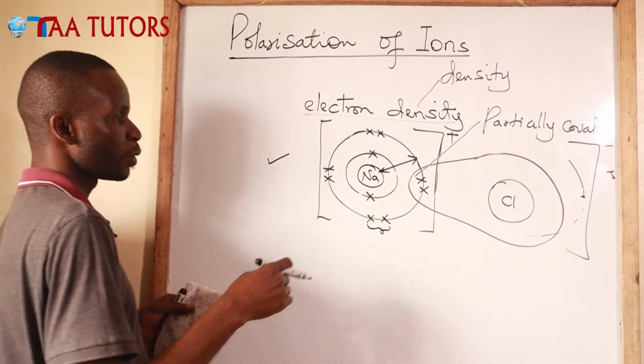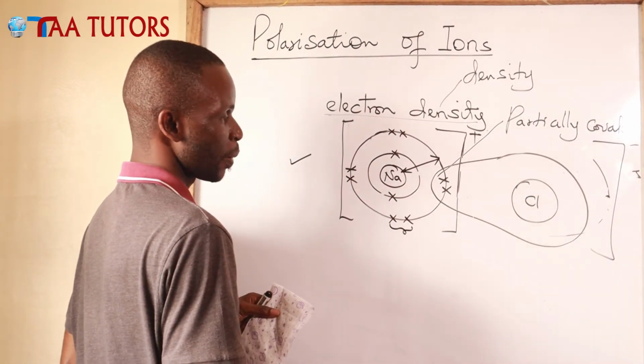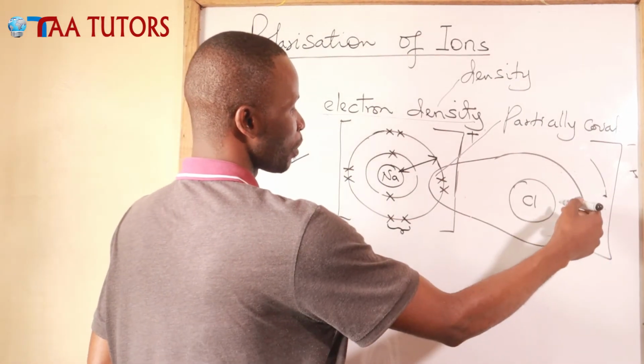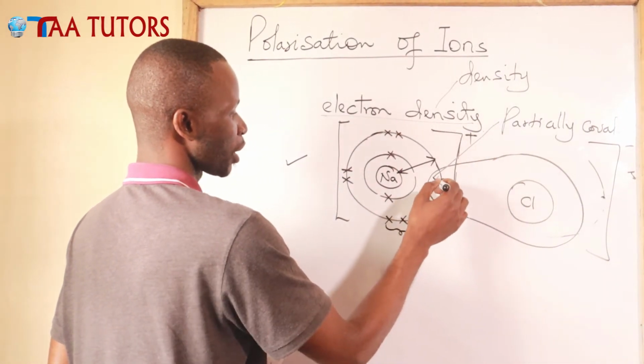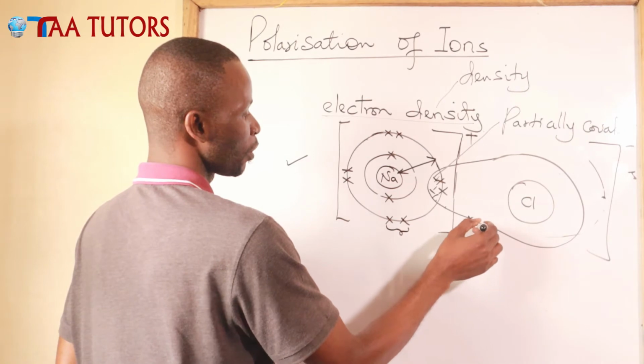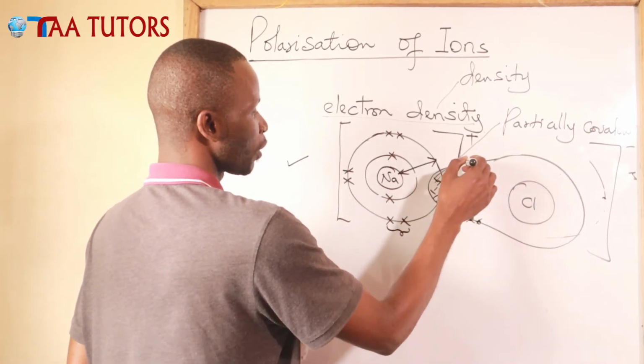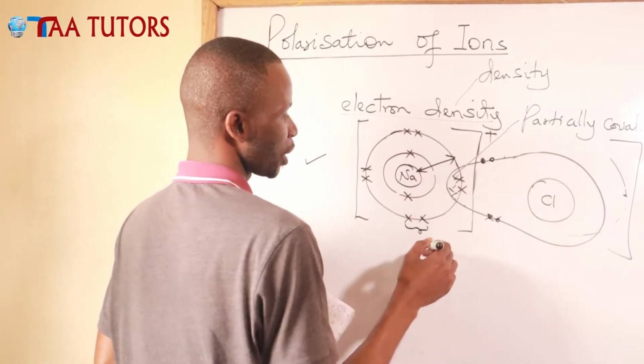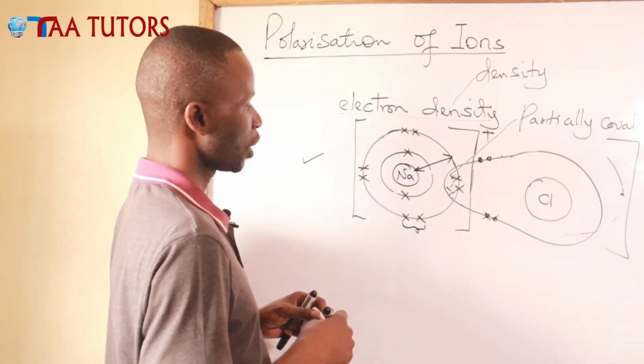But in this case here, if you look at this electron, when I drew it down here earlier, the electrons were much more evenly distributed. But in this case, you'll find most electrons coming here. They are coming here to form a kind of covalent bond, because they are being pulled by the cation here. So that is what we call polarization.